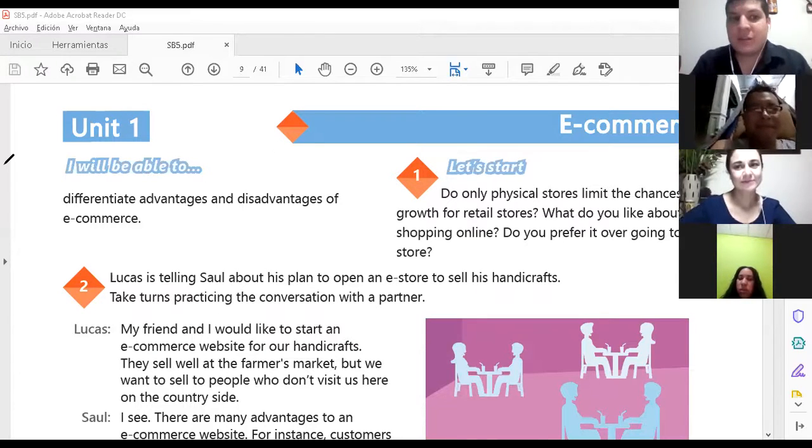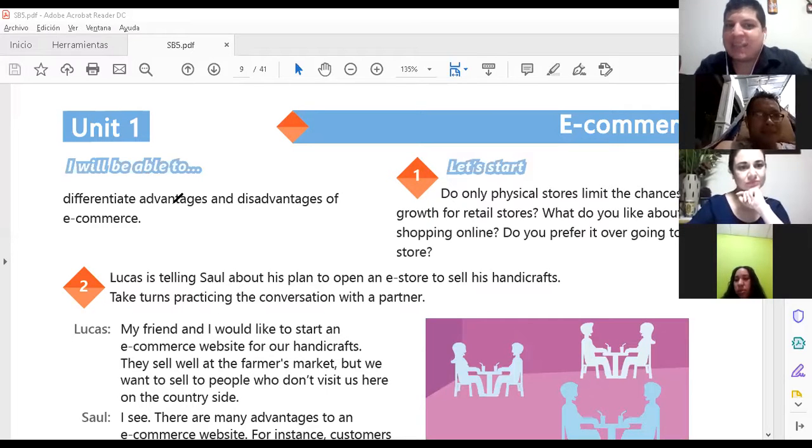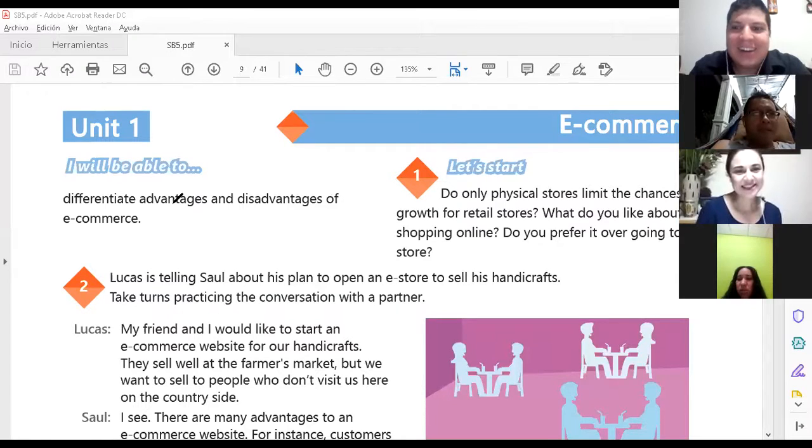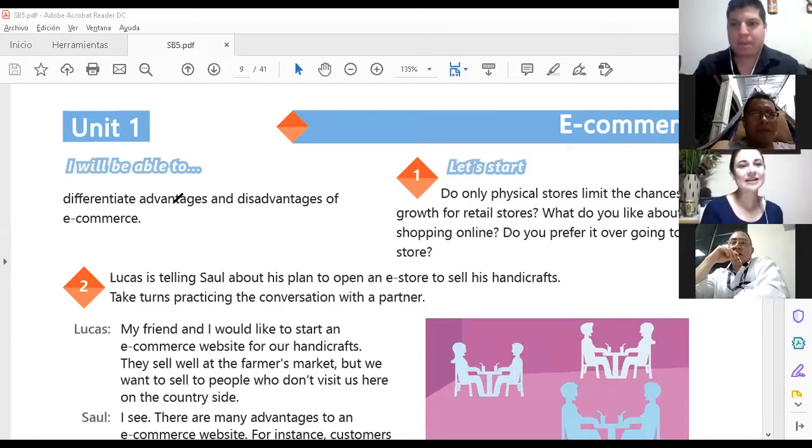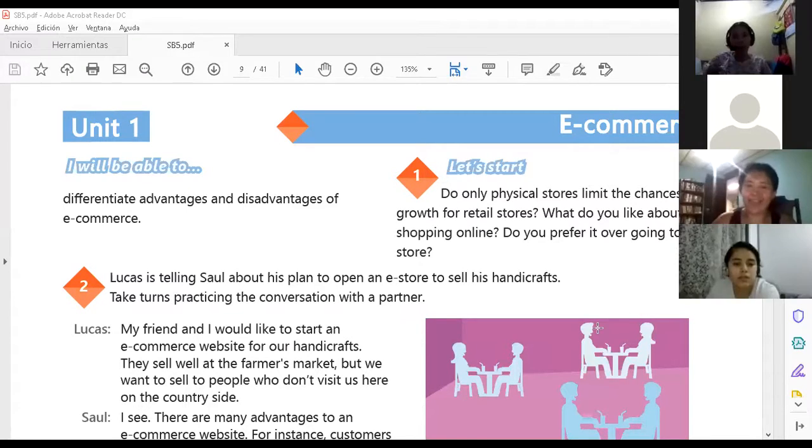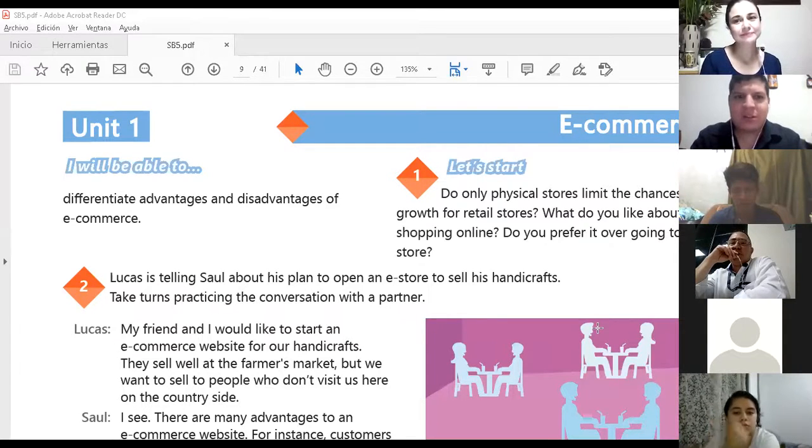Able. Good. Differentiate advantages and disadvantages of e-commerce. Now everything together. I will be able to differentiate advantages and disadvantages of e-commerce. Good. I need a volunteer to read it, please.